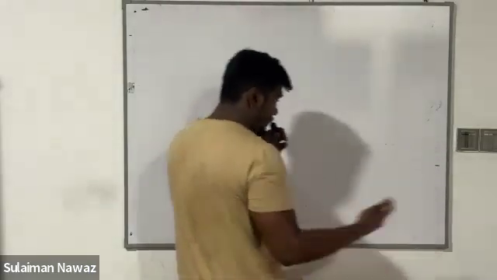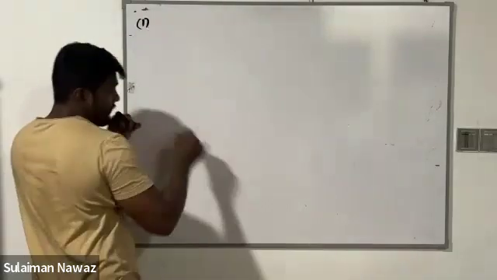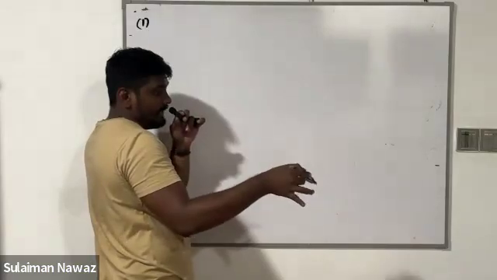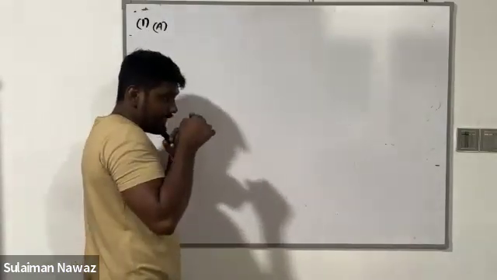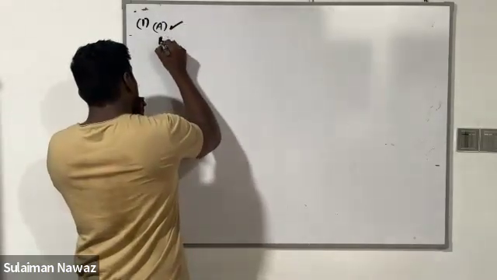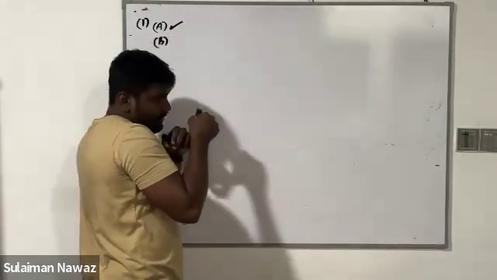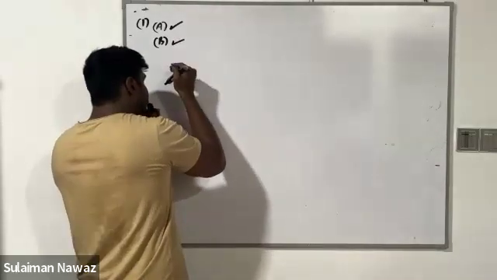Now, question 1. Consider the following statements about scalars and vectors. Statement A: scalar only has magnitude. Correct. B: vector has a magnitude and direction. Yes, correct. Vector has magnitude and direction.